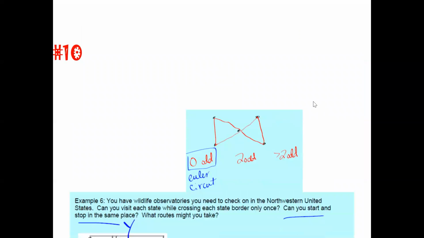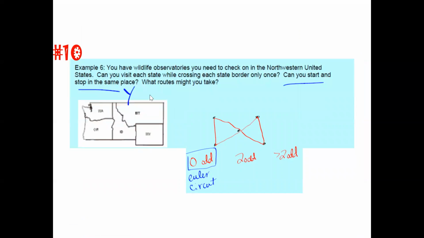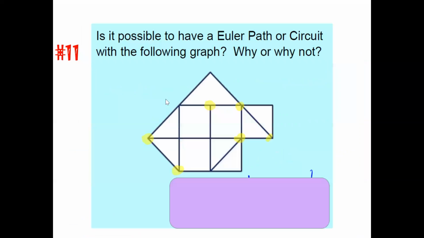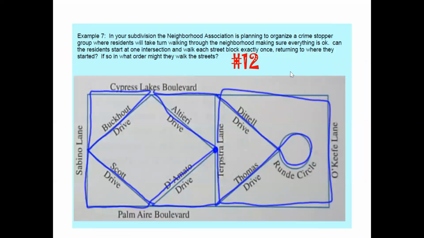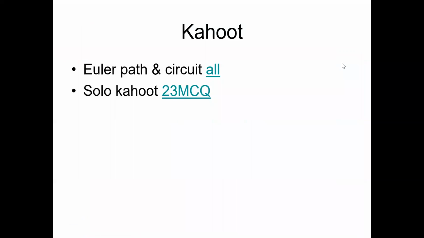And of course, number 10. Take a look at the question. Here is the answer for that. Number 11, is this a path or circuit? If you look at this, it's 6 odd vertices, so no, it's a neither. So why not? Because they're all odd edges. Number 12, read the question, pause the video, and answer.